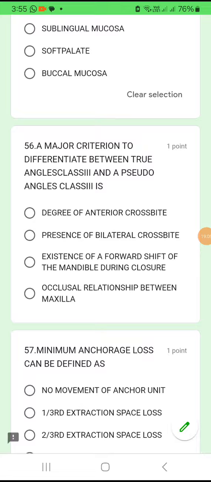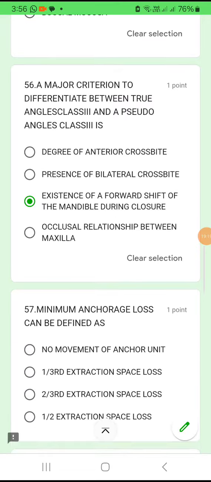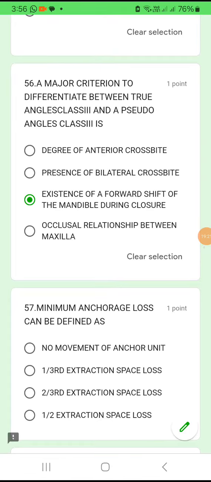56, a major criterion to differentiate between the true angle class 3 and a pseudo angle class 3. So pseudo angle class 3, there will be forward shift of the mandible during closure. So that is how you differentiate between both. So option C is the answer, existence of a forward shift of the mandible during closure.